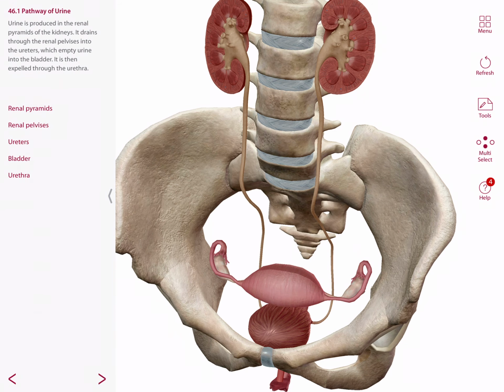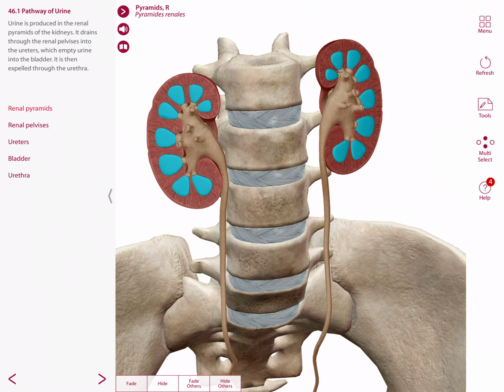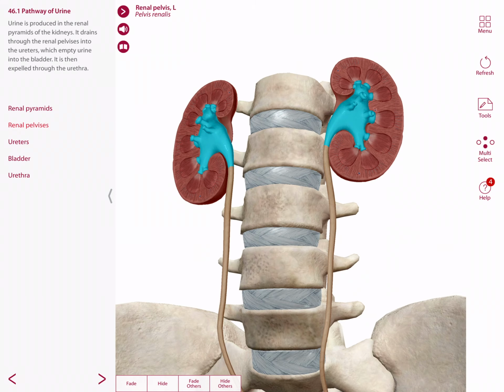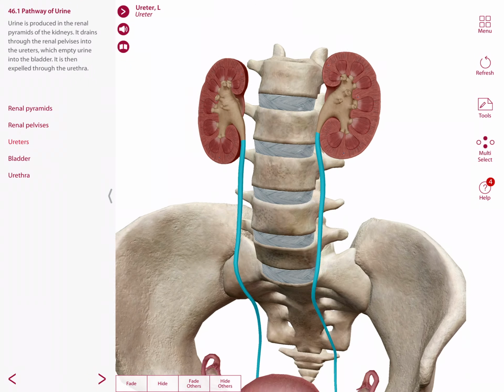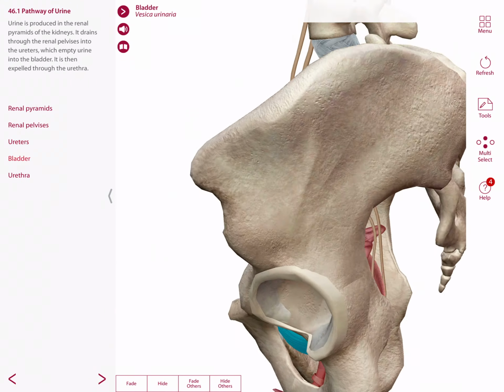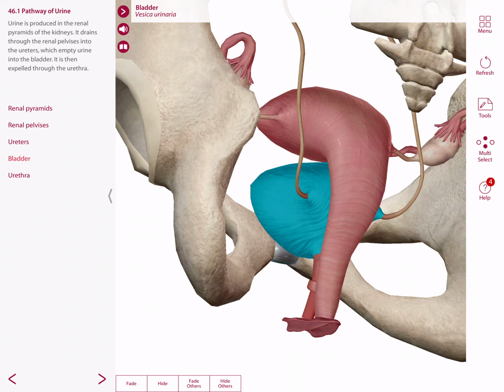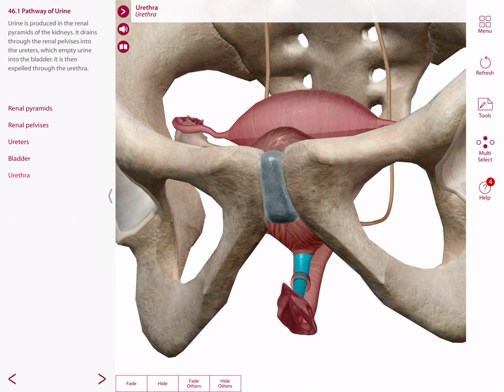Now we're going to look at the pathway of urine, so we're going to get a little bit more in depth here. There's your renal pyramids. Those are going to dump into the renal pelvis, which will dump into the ureters, the urinary bladder, and then the urethra. So something we've seen already.